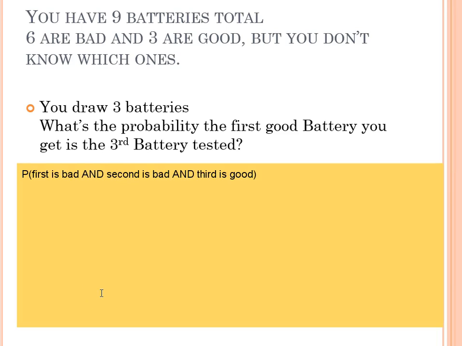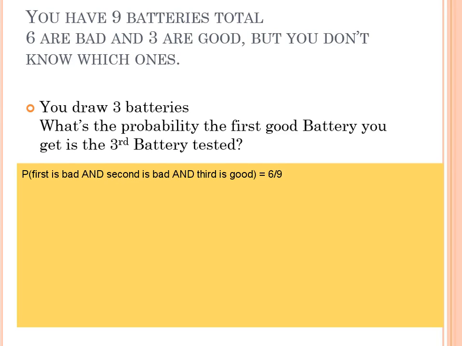Another way of saying this is that you want the first battery to be bad and the second battery to be bad, and the third then is good, so that the third battery that you test is the first good one that you get. We're using the word "and" here so we know that we're dealing with the multiplication rule, but we're not putting the batteries back, so we're dealing with sampling without replacement, and so we're going to have to use the general multiplication rule and account for the fact that we're removing batteries.